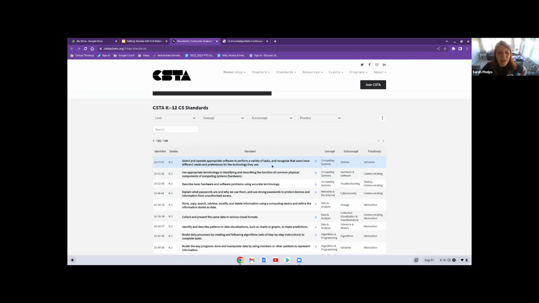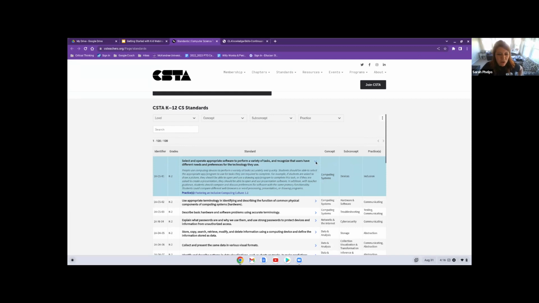Select and operate appropriate software to perform a variety of tasks and recognize that users have different needs and preferences for technology use. Okay, that seems pretty straightforward, but you know what? I need a little more clarification. If you click the little drop down, you can actually get some examples of what that might look like, okay?